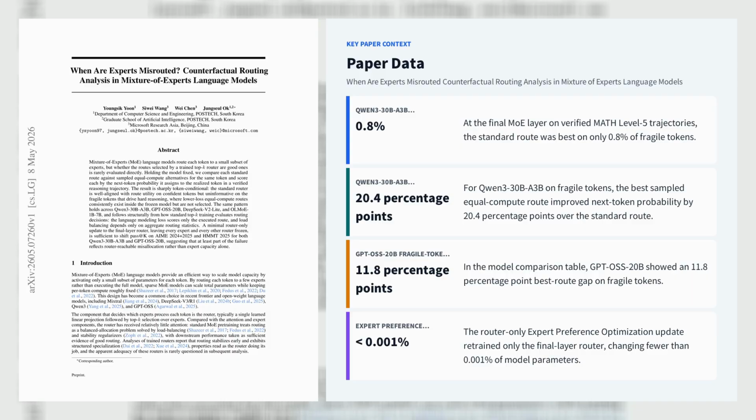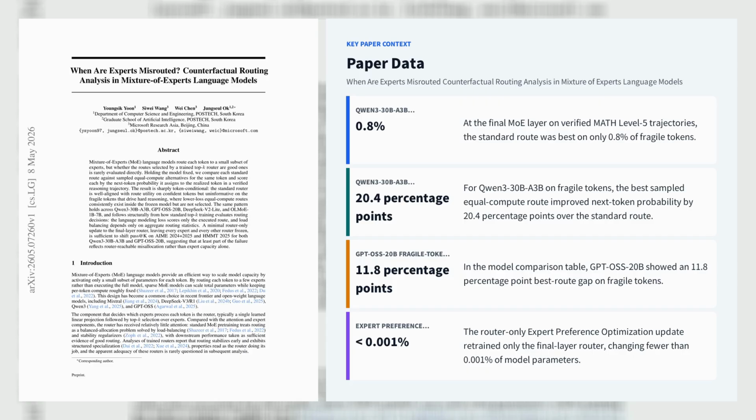The authors test 4 open-weight MoE models: Qwen3-30B-A3B, GPT-OSS-20B, DeepSeek-V2-Lite, and OLMoE-1B-7B, by freezing the model and comparing the router's selected route against 32 Gumbel top-K alternative routes from the same 32-expert candidate pool, scoring each route by the realized next-token probability on verified reasoning trajectories from MATH Level 5, AIME 2024, 2025, HMMT 2025, and GPQA Diamond.